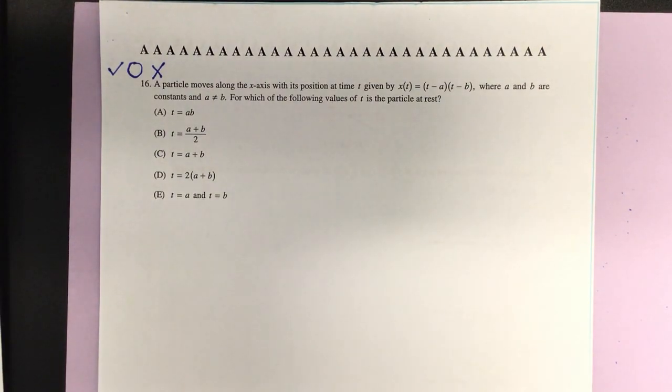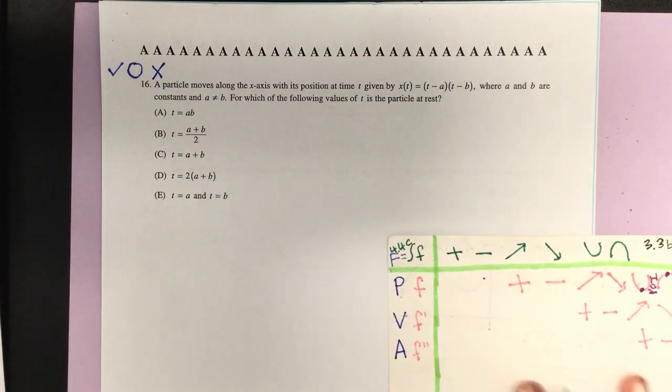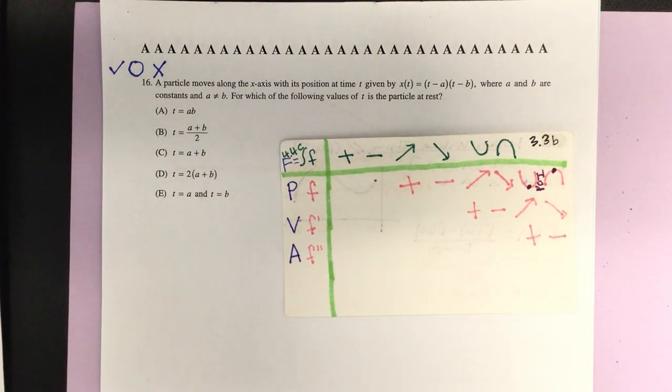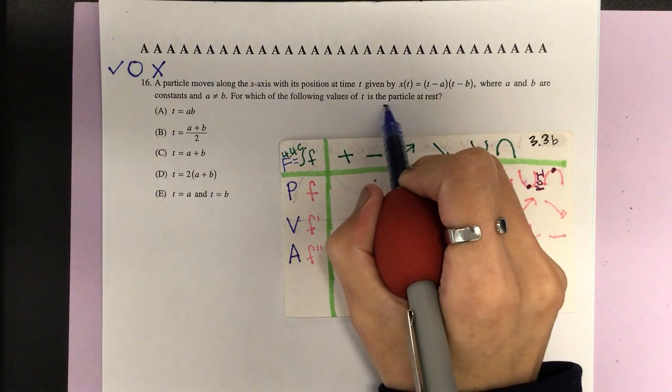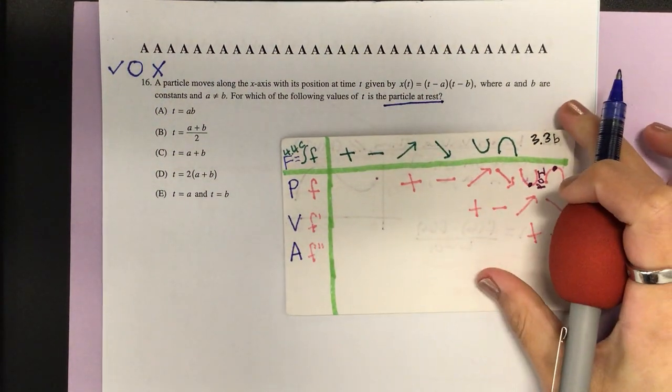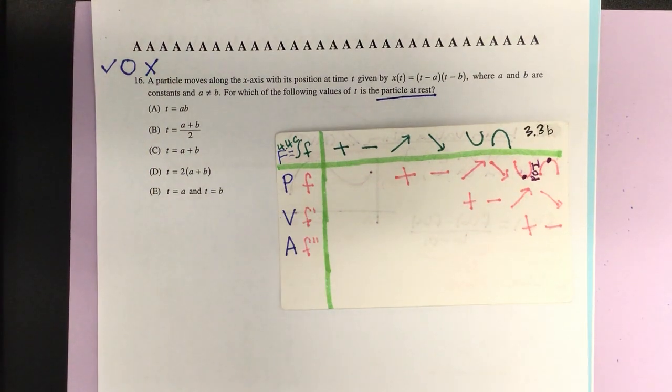A particle moves along the x-axis with position at time t given by x(t) = (t − a)(t − b), where a and b are constants and a does not equal b. For which of the following values of t is the particle at rest? Okay, the particle is at rest. Now, the particle is at rest when the velocity is what?